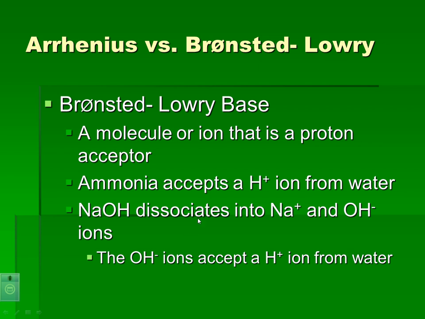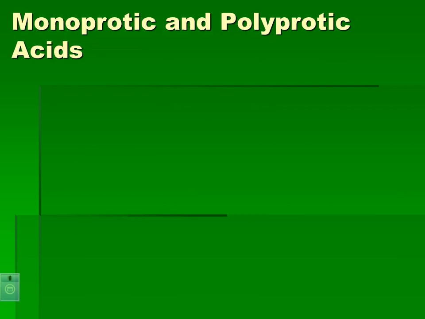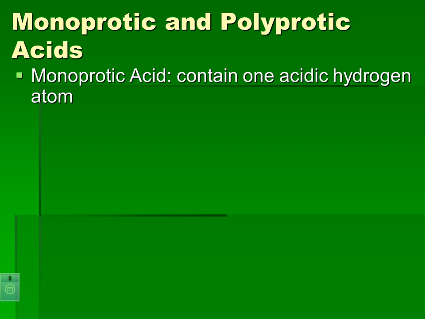So Arrhenius base says you have to increase OH minuses in solution. Bronsted-Lowry says, well, as long as you pull a hydrogen, if it's a hydrogen plus acceptor, that makes it a base. So different definitions, but both things that we know as bases typically fall into those definitions. Do know the different definitions. That's one of the fun parts here. All right.